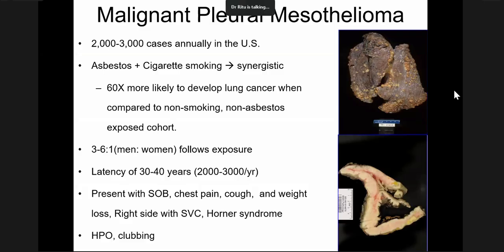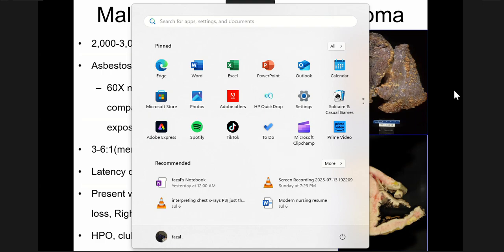Malignant pleural tumor, malignant pleural mesothelioma. This is a relatively rare tumor. Approximately 3,000 cases are reported in the US annually. The biggest precursor for malignant pleural mesothelioma is asbestos.